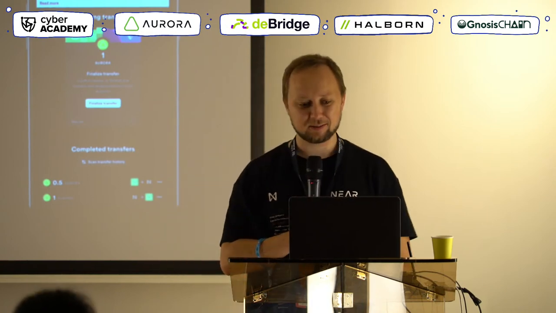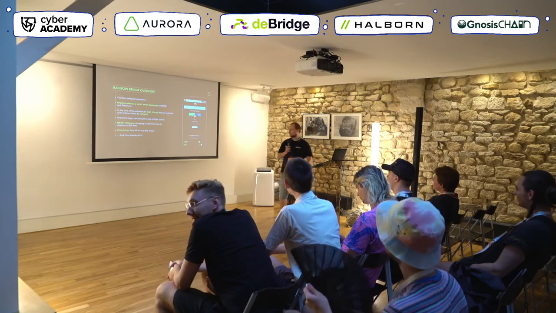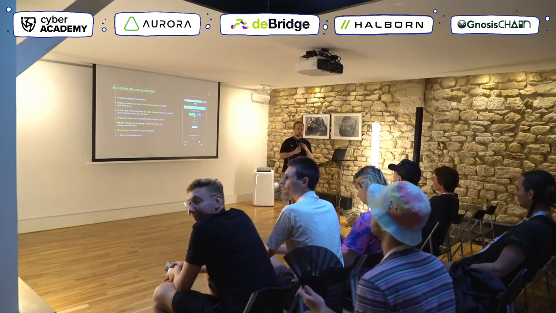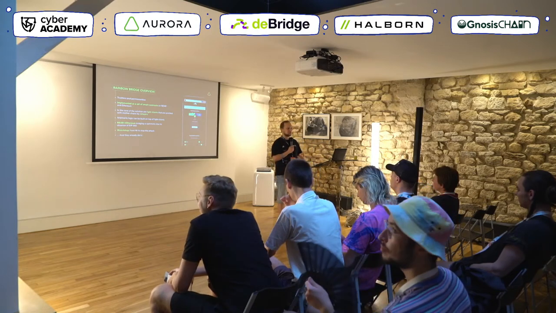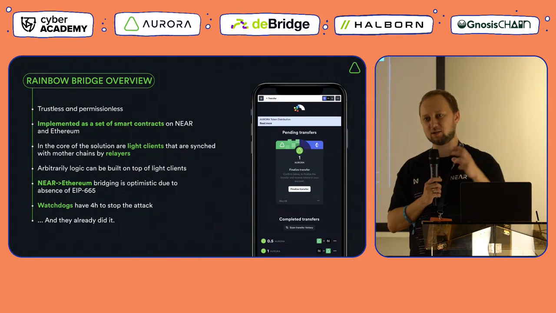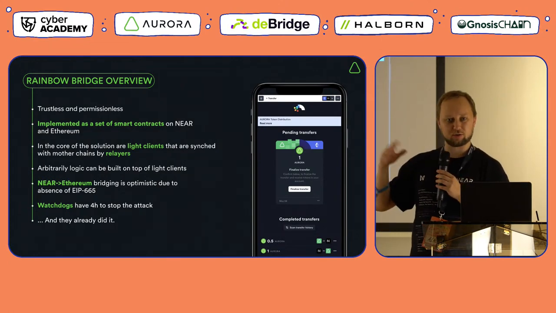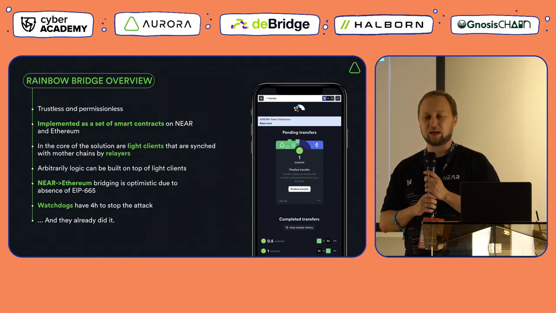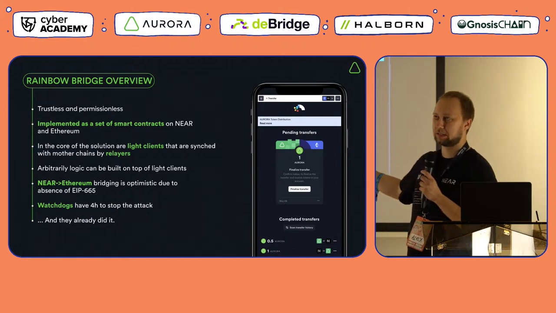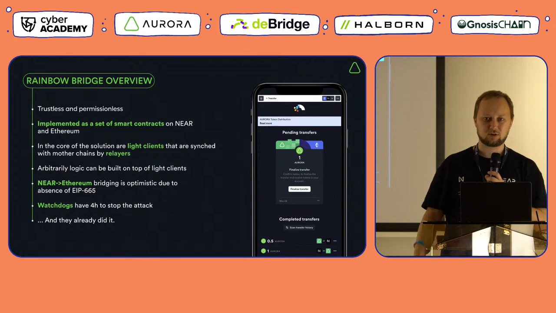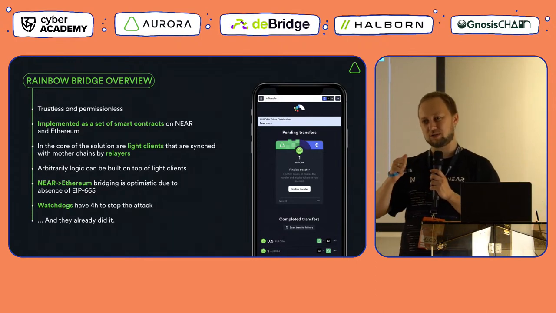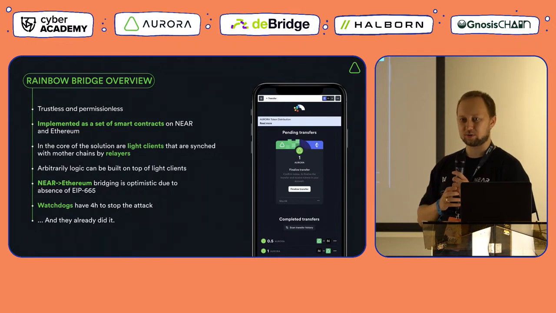Okay, not that bad. Now, the complicated part of the solution is that transactions on Near are super cheap, and we are capable of including in a single transaction the whole verification of the Ethereum block. And the cost of the relaying of the blocks is around $2,000 per month if every Ethereum block is relayed to the Near blockchain.